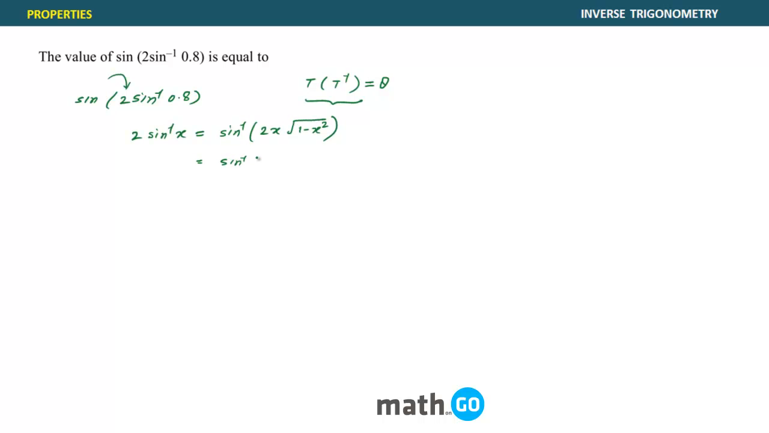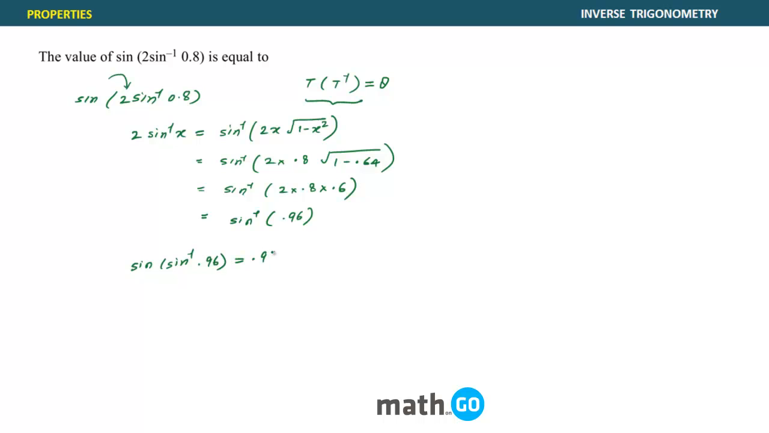This can be simplified by something of this sort, where you will say 1 minus 0.64, and this will then be converted to 0.36, which is nothing but 0.6. So you can say 2 into 0.8 into 0.6. That is the value that you have to calculate. So just now put the value. You will get sine of sine inverse 0.96, which is nothing but 0.96. Why? Because 0.96 is also in the domain of sine inverse x. So the answer that we should mark is 0.96, and that's the problem.